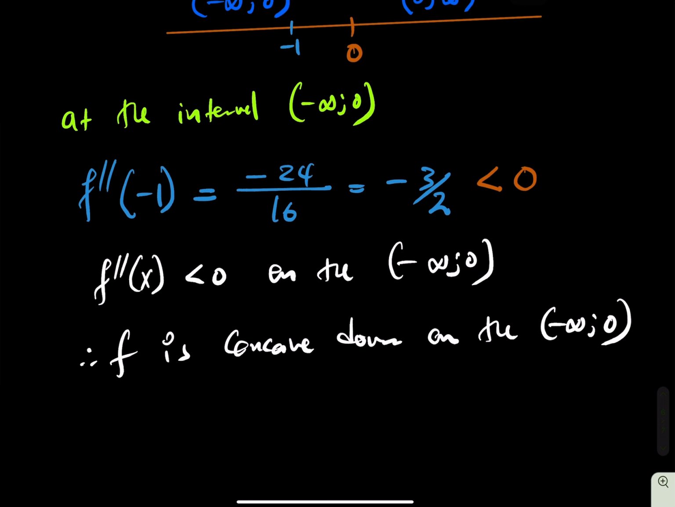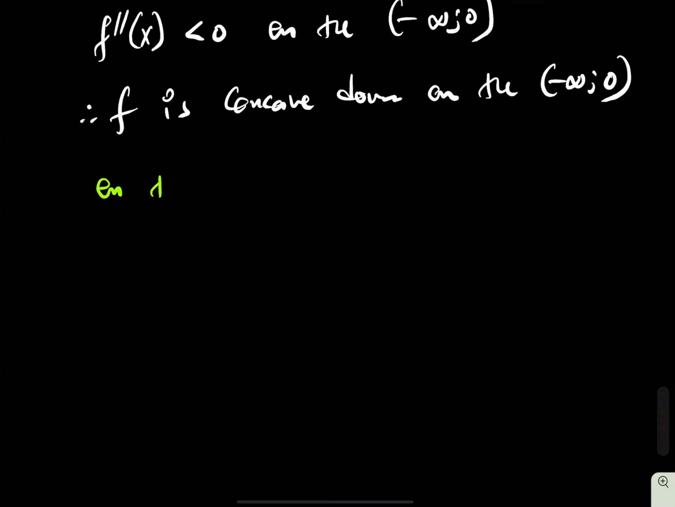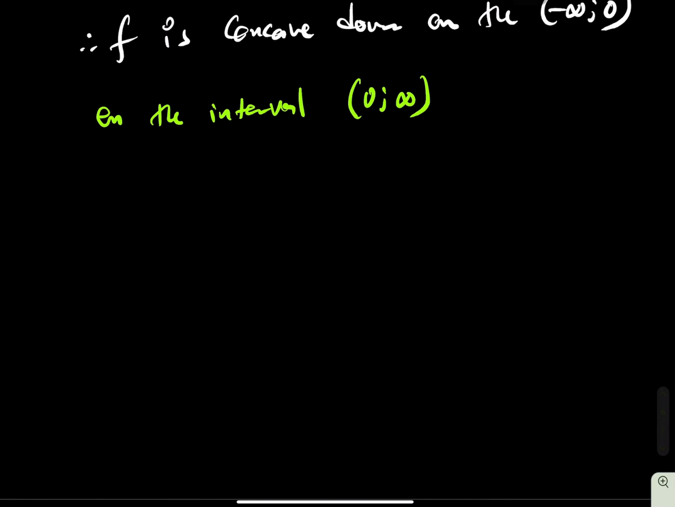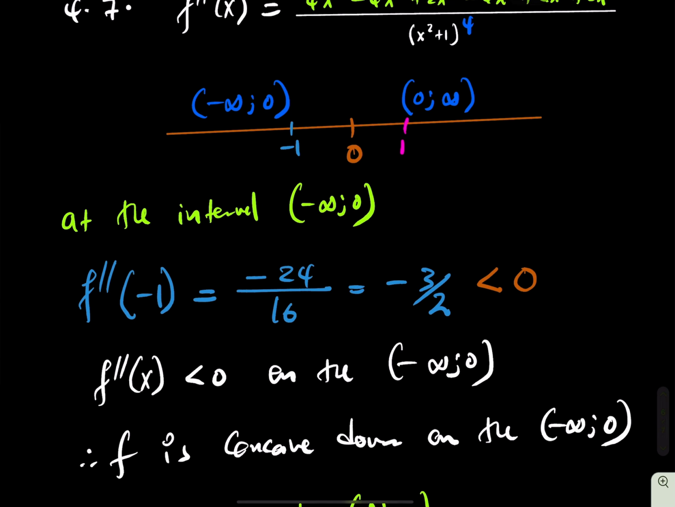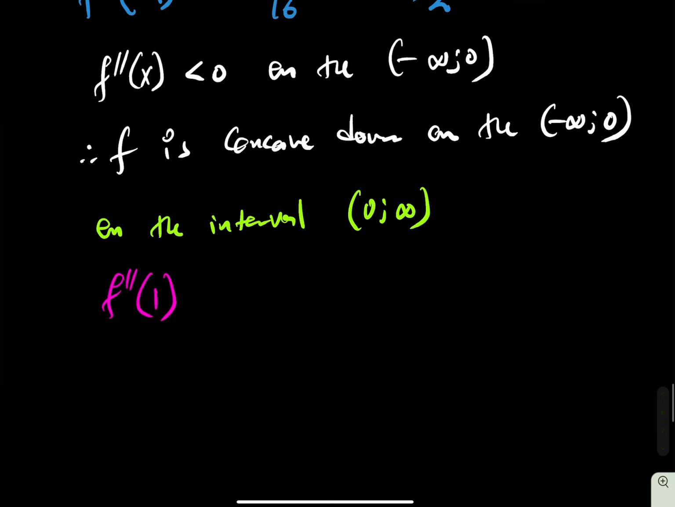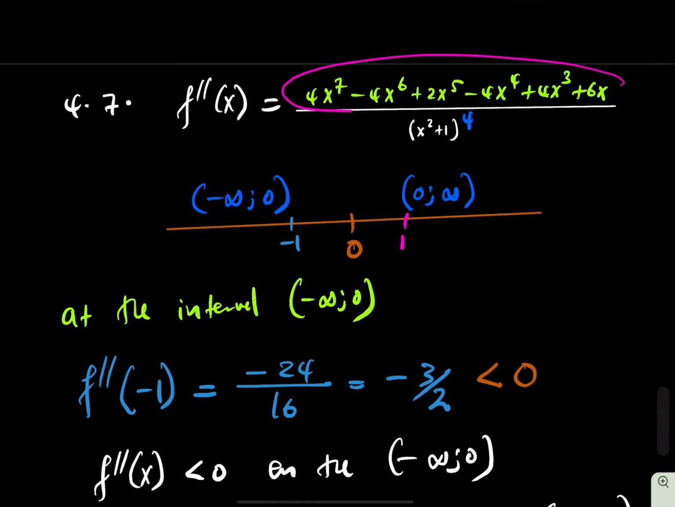So we are going to say on the other interval now, the interval is 0 to positive infinity. At that interval, let me find f double prime at positive 1. So I'm going to take 1, just right after 0, that is positive 1, and plug it into the equation here.